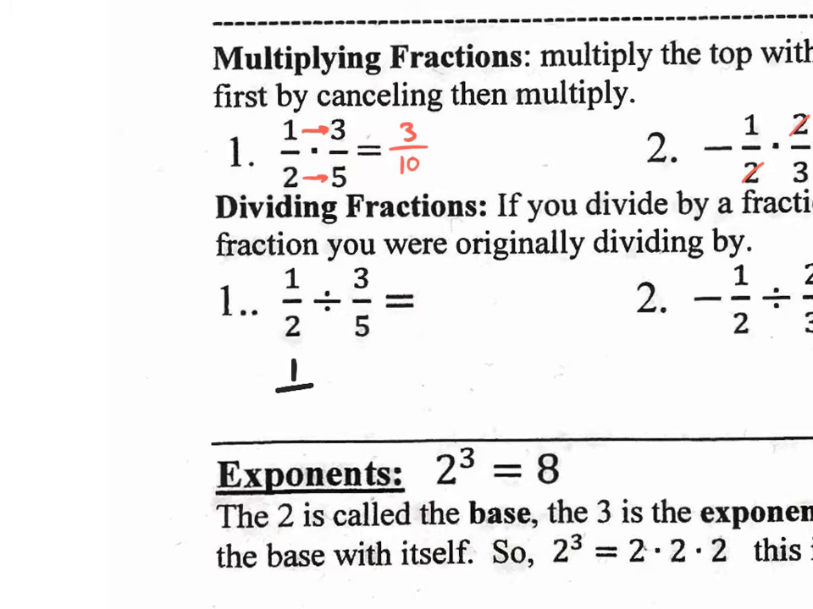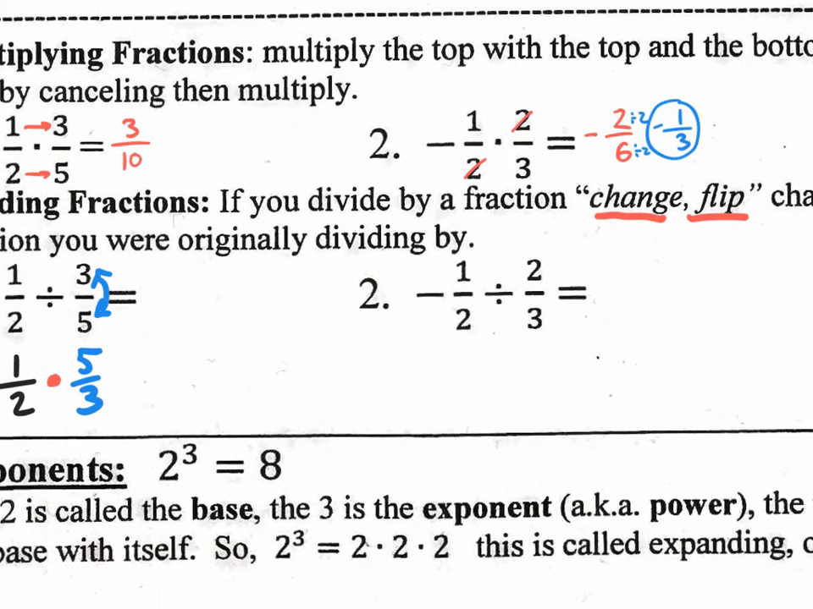The 1/2 is going to stay 1/2. And the division is going to change to multiplication. And the second fraction, we're going to flip it. So it's going to become 5/3. That's exactly what I mean by over here, change, flip. So you're going to change the division to multiplication, and you're going to flip the second fraction. You don't mess with the first fraction, you only flip the second fraction.